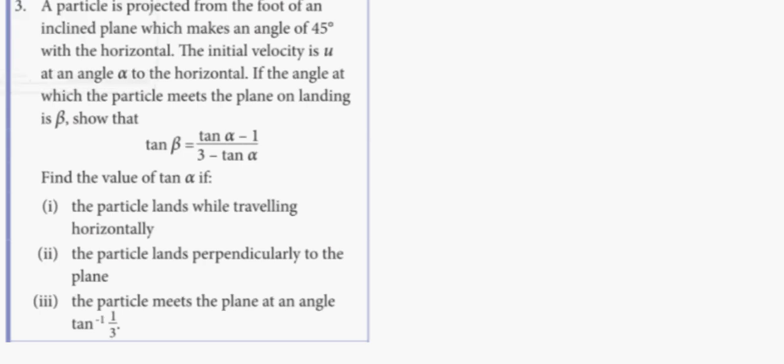Alright. A particle is projected from the foot of an inclined plane which makes an angle 45 degrees with the horizontal. The initial velocity is u and angle alpha to the horizontal. So, the one word that always gets me is this: the horizontal. I always forget to read it. So what does that mean?